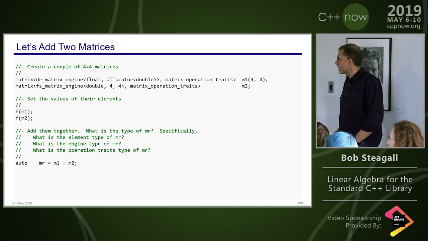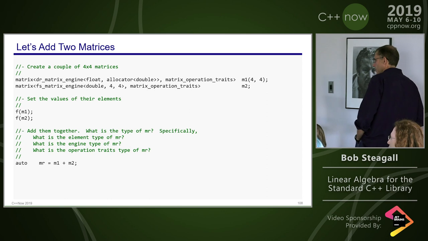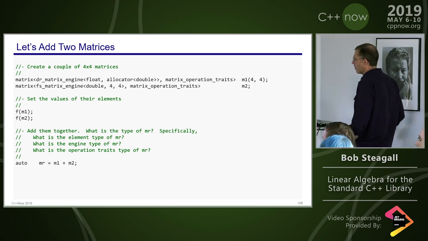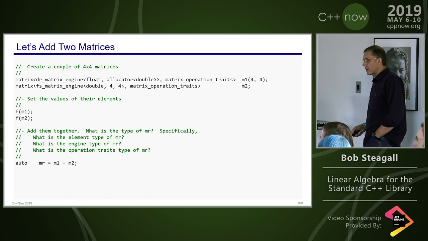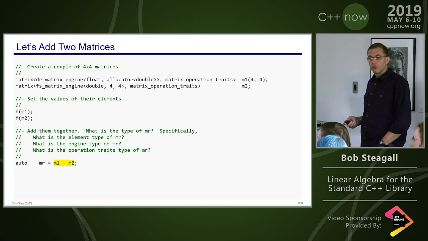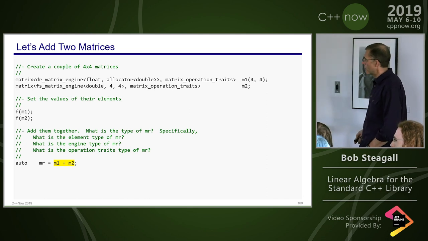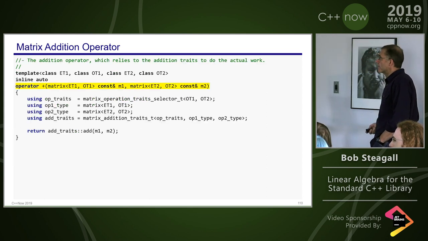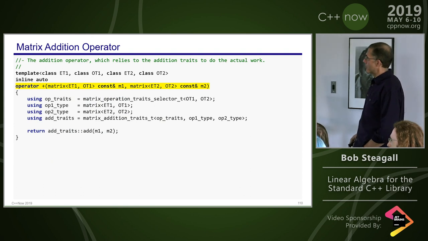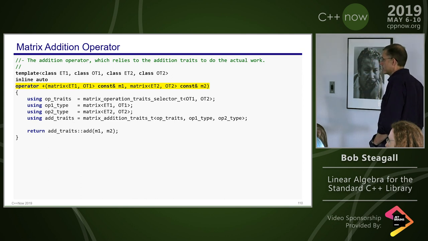Let's add them together. So we want to know, what is the type of MR? Specifically, what is the element type in my result? What is the engine type of that result? And what is the operations traits type of that result, right? So we're going to look at this expression, M1 plus M2. So this takes us to the matrix addition operator. There's the signature. It's got some compile time stuff in it to help us figure those questions out.